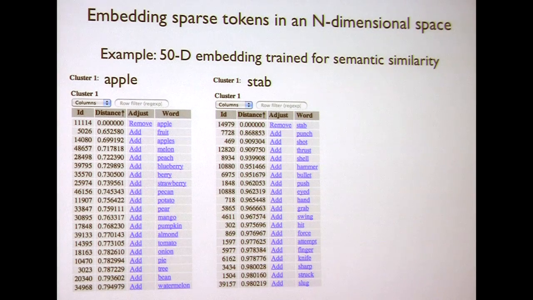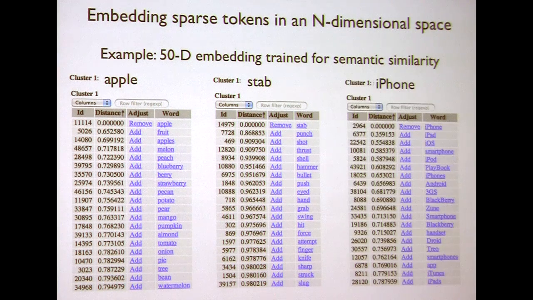And it works for verbs. So, stab is kind of like punch, which is kind of like shot, and thrust. And it works for proper nouns like iPhone. iPhone is kind of like iPad and iOS and smartphone and iPod.